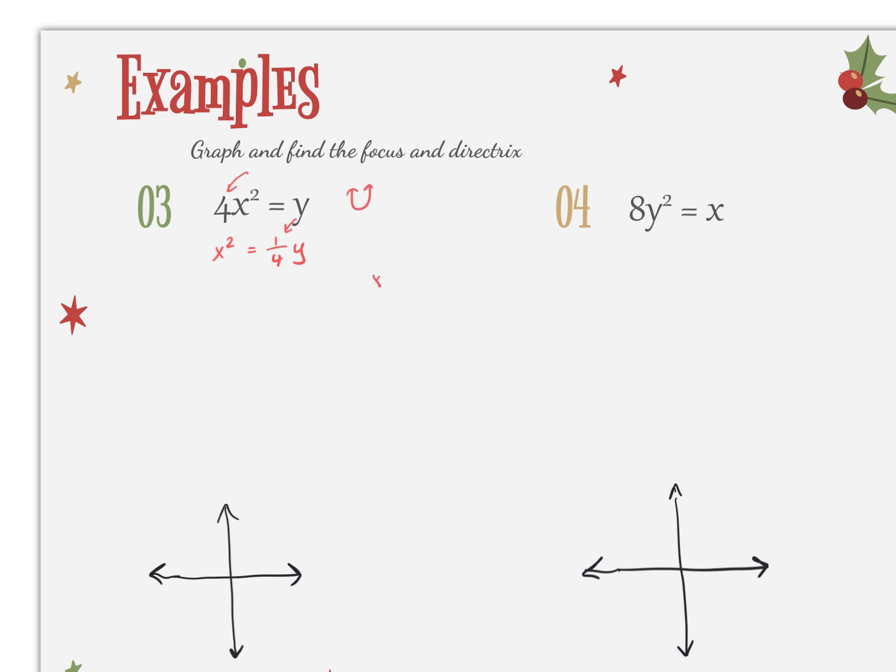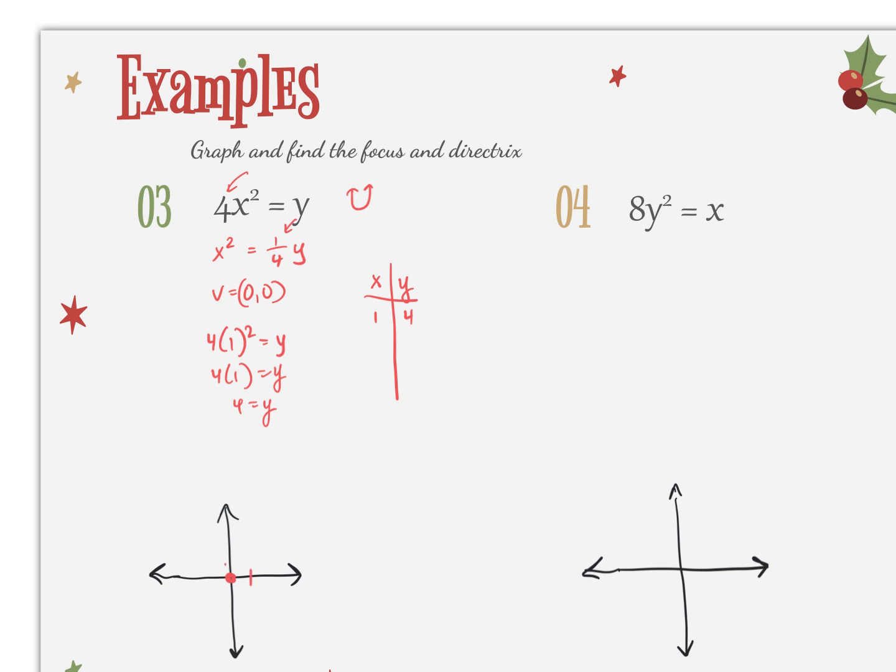Now, again, how far? I know my vertex is 0, 0 here, and again, I'm going to just pick a value, so I'm going to make x equal to 1. So it's going to be 4 times 1 squared equals y. That's 4 times 1 equals y. So 4 equals y. So when x is 1, y is 4. So again, my center's at 0, 0.